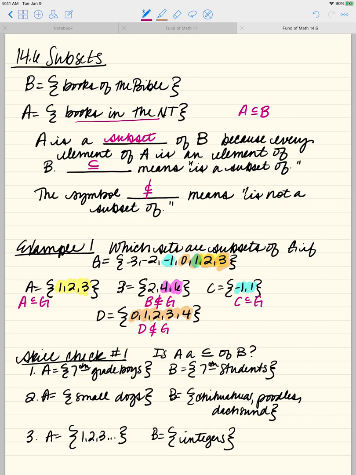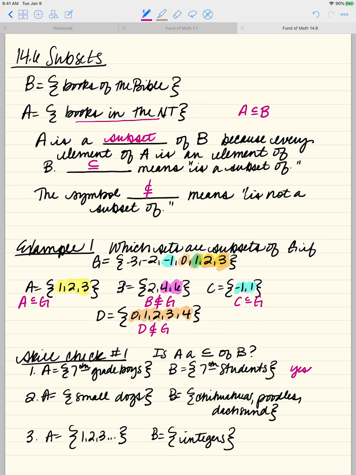Skill check number 1, is A a subset of B? A in number 1 is 7th grade boys, B is 7th grade students. So are all 7th grade boys 7th grade students? And this is just yes or no. Yes, they are.